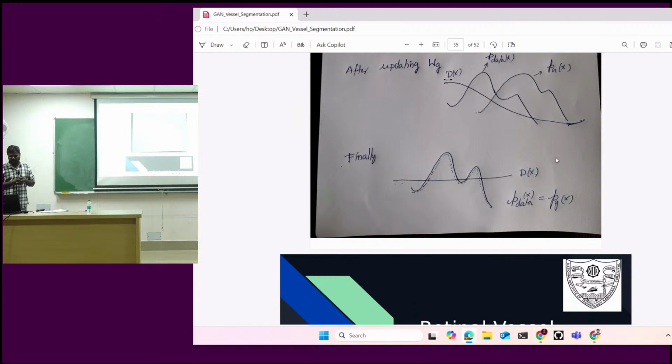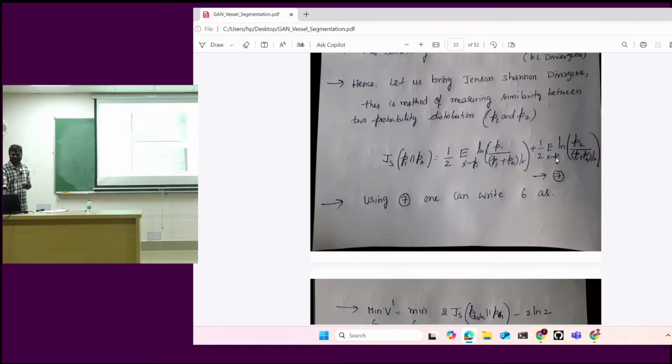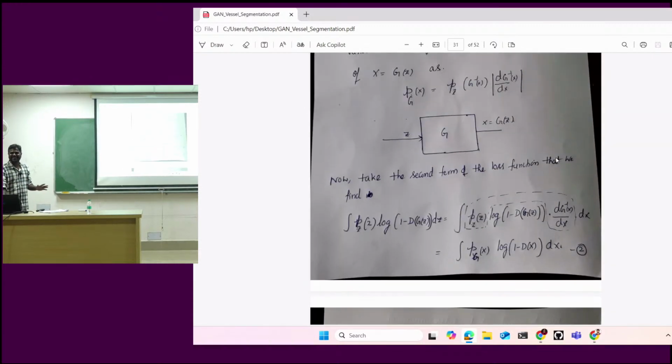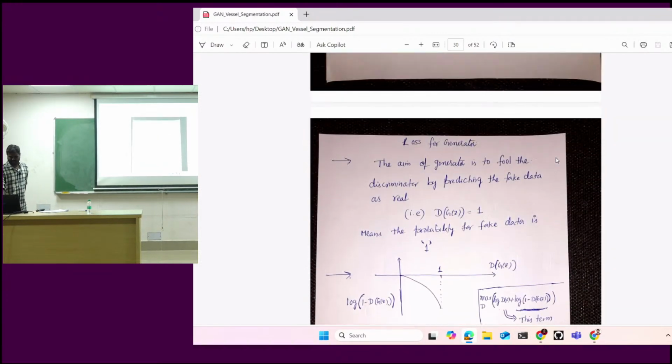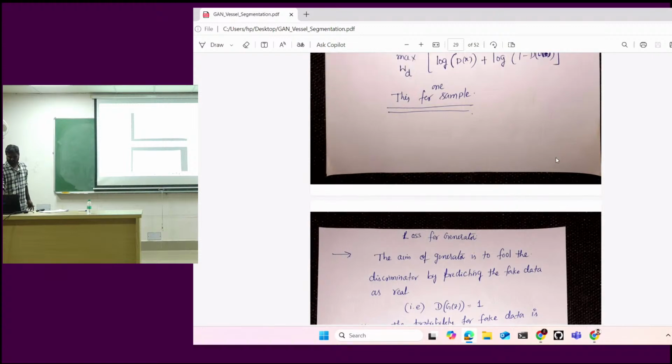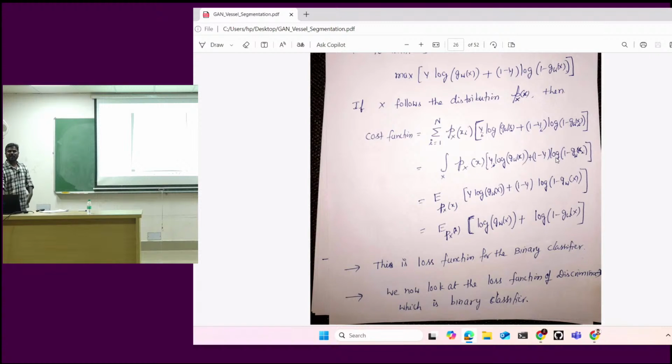Okay, so any doubts till this point? You want me to go to the math, or you don't want the math? See, I just skipped the math, but I'll forward you this, you can go through this. So any doubts from the GANs before we move on?